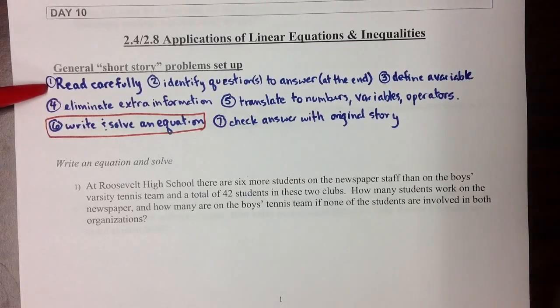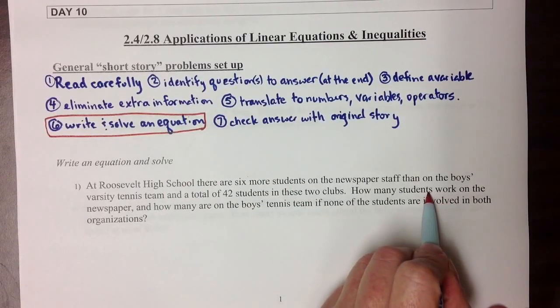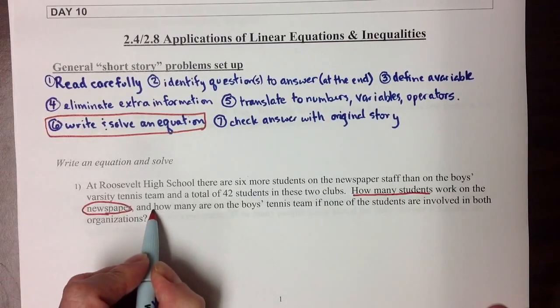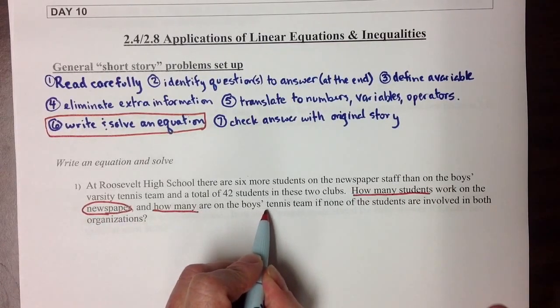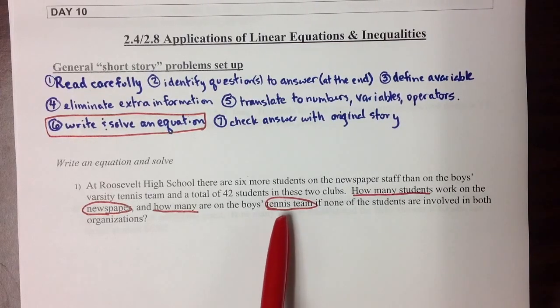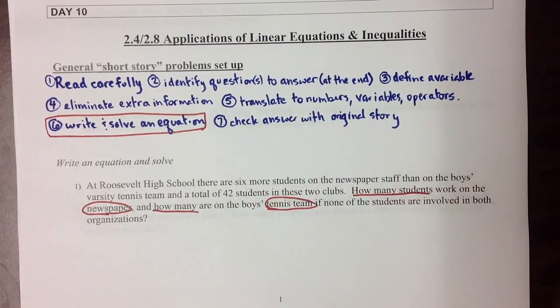So let's look through the steps here. We just read the problem. Next thing we're going to do is identify the questions. They want us to find how many students are on the newspaper and how many are on the tennis team. So those are the questions we're being asked to find. So we're going to need a variable for at least one of these. Since they do give us a comparison to say that there are 6 more on one than on the other, just one variable will work.